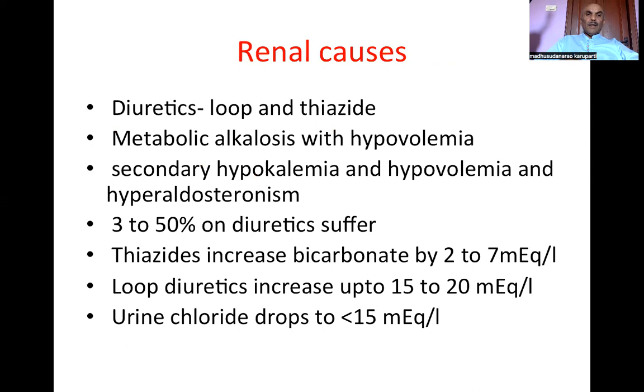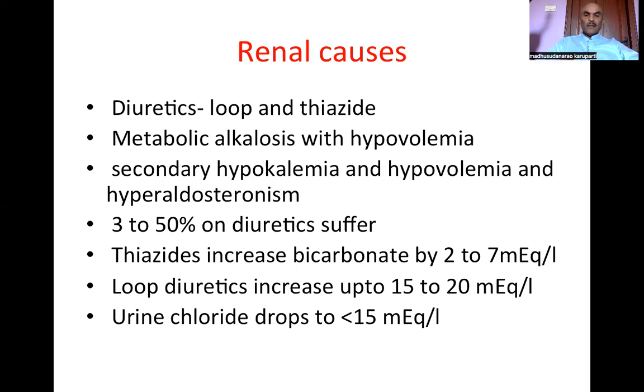Then renal causes of hypovolemic alkalosis. The main cause is diuretics, loop diuretics or thiazide. It again results in metabolic alkalosis associated with hypovolemia. There could be secondary hypokalemia, hypovolemia, and hyperaldosteronism. It is estimated that 3 to 50% of diuretic users suffer from this condition.